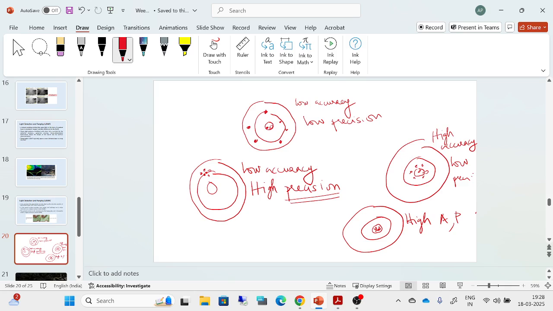So a very simple idea is accuracy is how close a measured value is to the actual value, and precision is how close the measured values are to each other. That's very much clear from here, right? Here both accuracy and precision are low because all the points are very much spread out and none of the points are near the true value. So both are low. But here the precision was high because all these measured values, although they were not close to the true value, were close to each other. So we say precision is high.